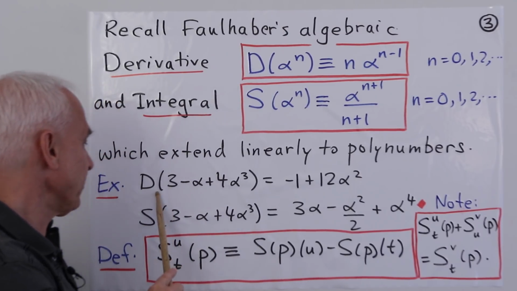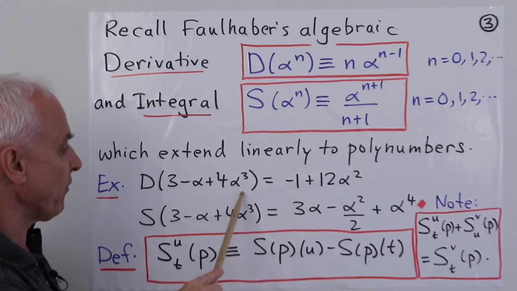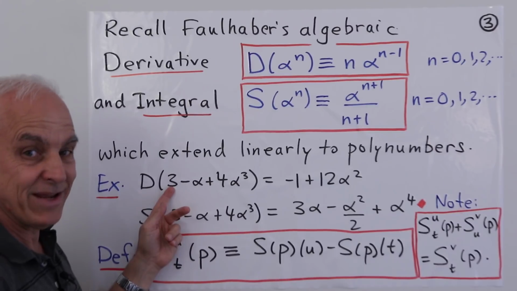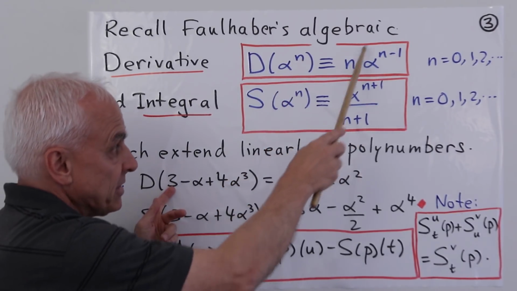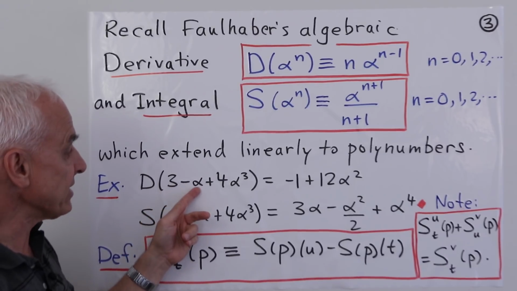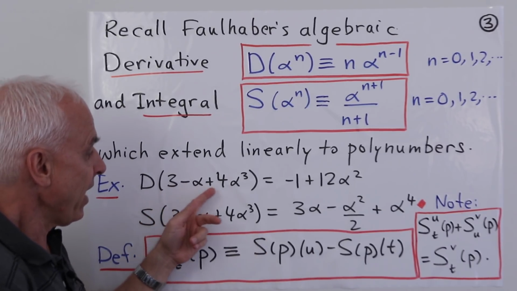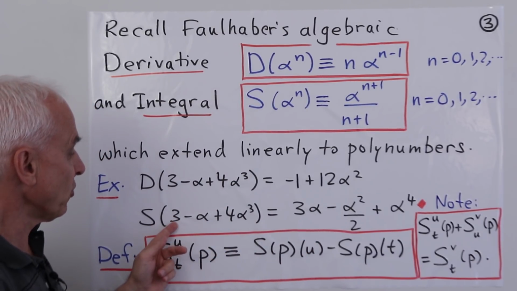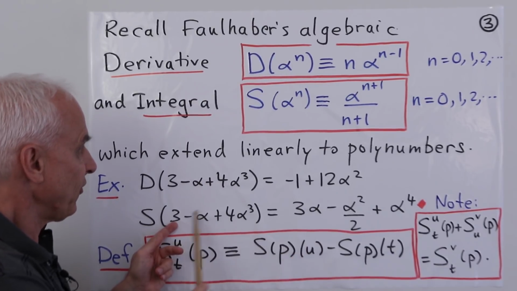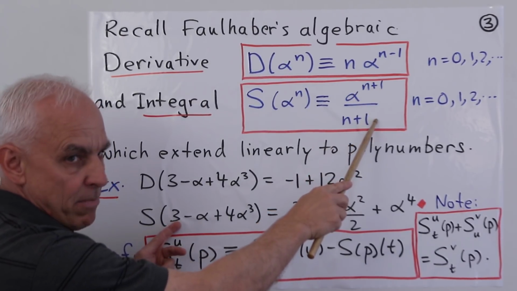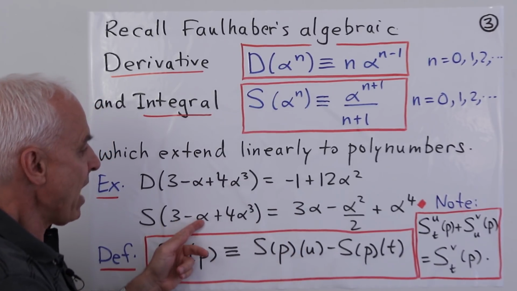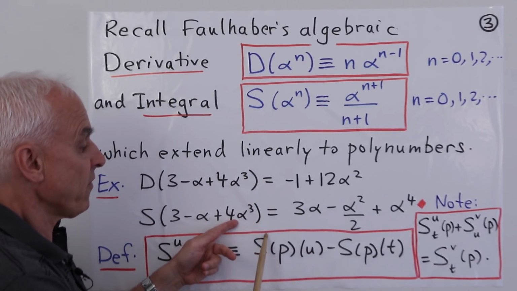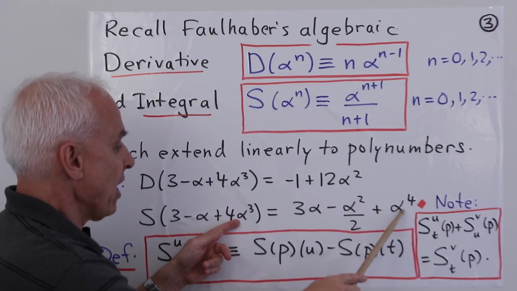So for example, if we need to find the derivative of 3 minus alpha plus 4 alpha cubed, we just apply the d to each one of these terms. The derivative of 3 is 0, because that's alpha to the 0, so the 0 will come down and we'll get 0. Minus alpha, the derivative is just minus 1, and here the derivative is 12 alpha squared. The integral, on the other hand, the integral of 3 is 3 alpha. The 0 gets bumped up to a 1, and then we divide by 1, so we get 3 alpha. Then minus alpha squared over 2, plus 4 alpha to the 4th over 4. So the 4's cancel, we just get alpha to the 4.